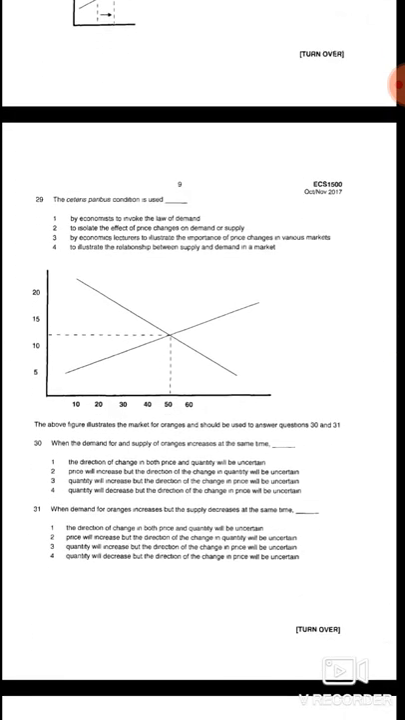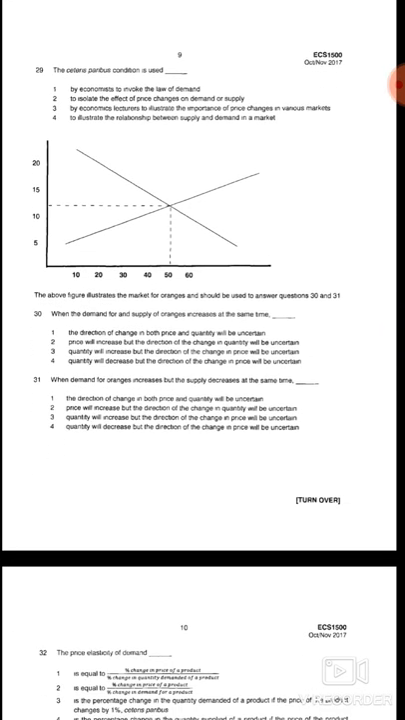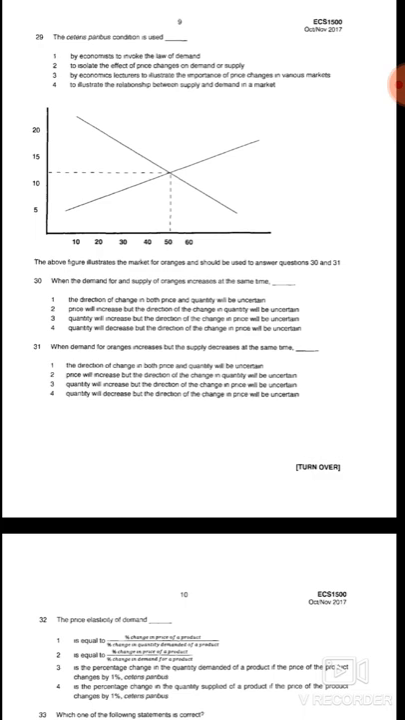The ceteris paribus condition is used by economics to invoke the law of demand. This is true. So 29 is 1. Let's move to question 30.